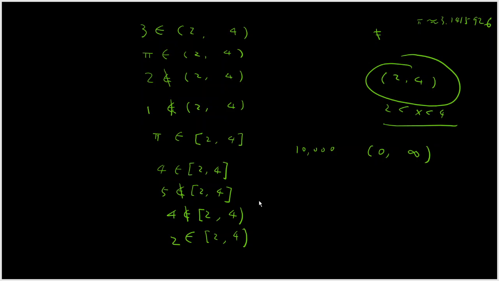Now let's recall the meaning. This is the interval consisting of all the numbers greater than 0, right? This one is in that interval, right? Now let's say, is 0 in the same interval? I will put a question mark here. 0 is not in that interval, okay? Because the interval notation means all the numbers greater than 0. 0 is equal to 0. 0 is not greater than 0, right?